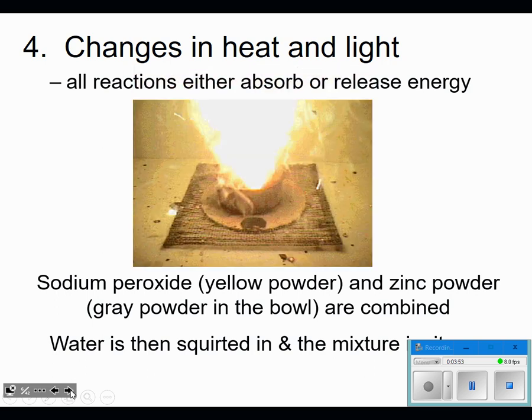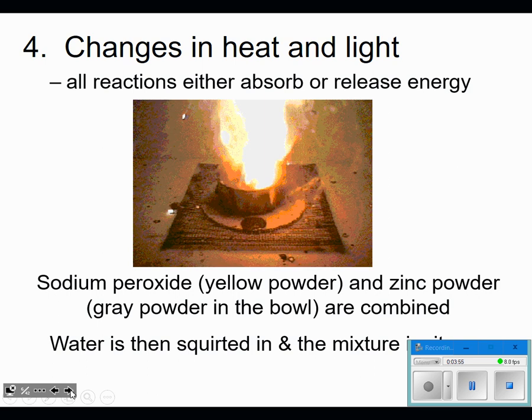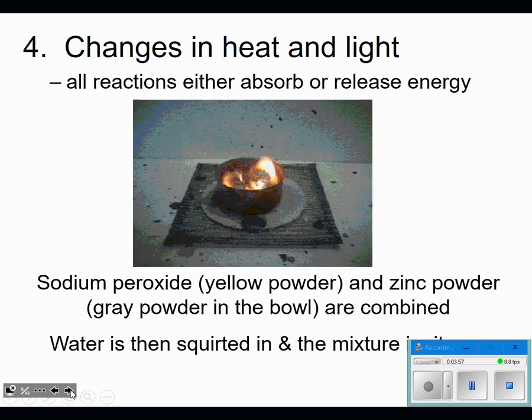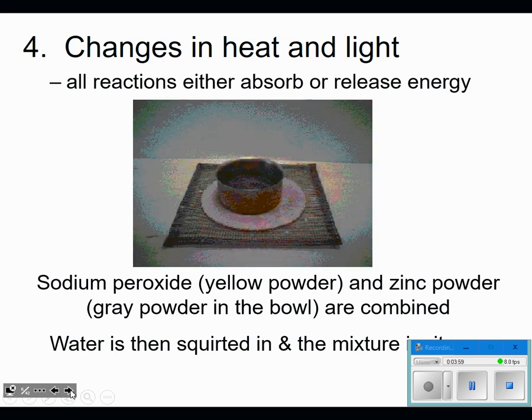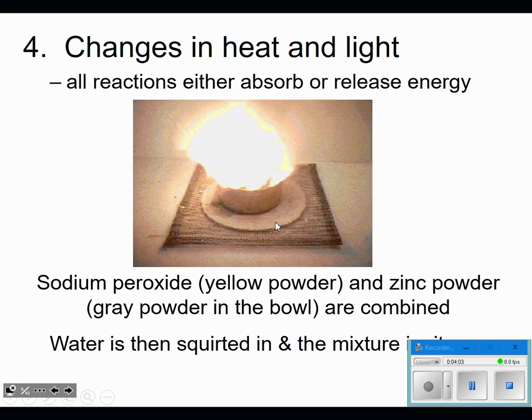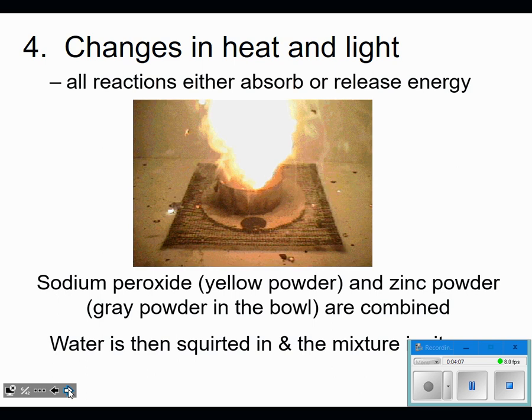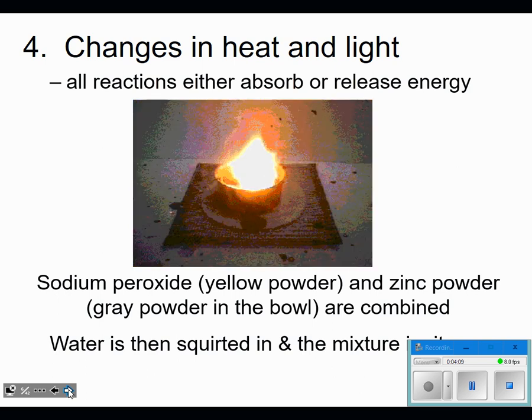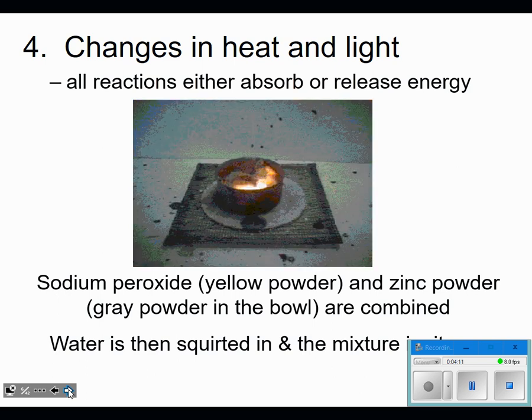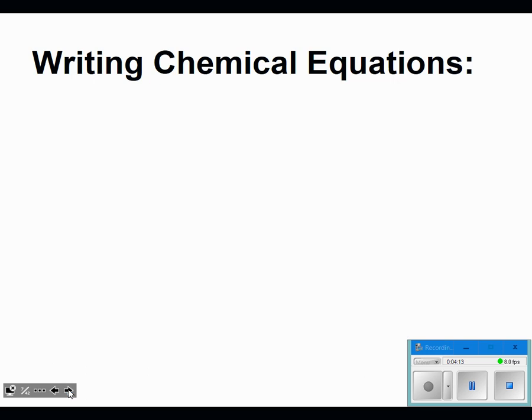If you just watch the video, it kind of goes through. We have the yellow and gray mixture originally. We add the water stream here, and then it ignites. So changes in heat and light. Those are the four main things that we talk about.